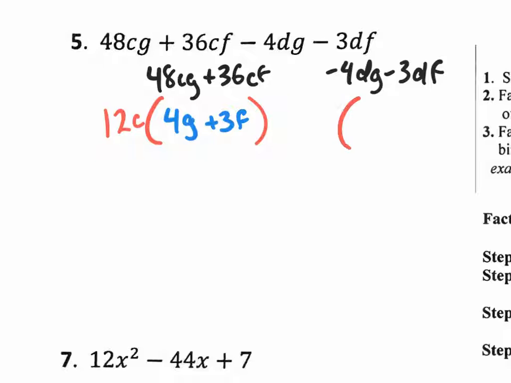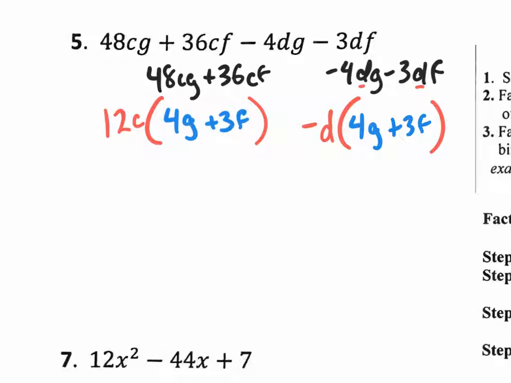So let's do the same for the second group. What's in common? I could pull out definitely a negative sign, and there's also a D right there and a D right there. So I'm just going to pull out a negative D. And what would be left? You'd have 4G. Think about this: negative D times what gives you a negative 3DF? Just a positive 3 and an F. So you'd put plus 3F.